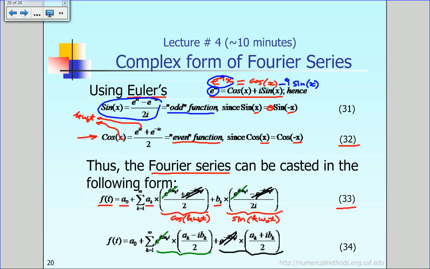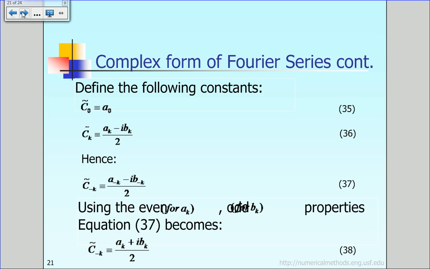The next step we'll do is define the constant a naught to be equal to a new notation c naught tilde, as shown in equation 35. And similarly, we also define the constant ck tilde as ak minus i bk over 2, as shown in equation 36.